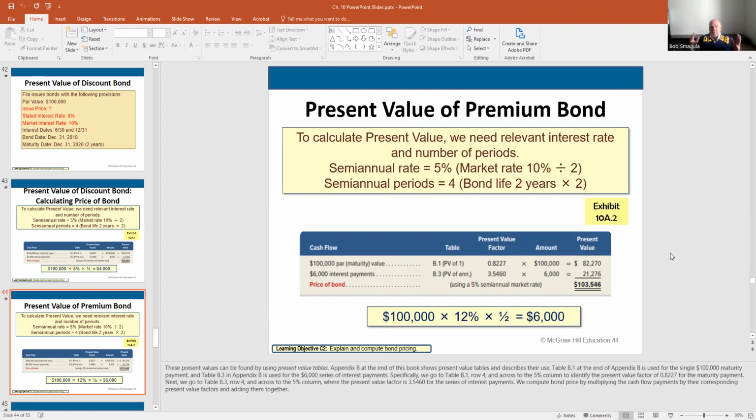Here, let's do it the other way. Here is a premium, okay? Now the market rate is 10%, but we're paying 12. So the market rate at 10, we have the same conversion factors, but this time when you multiply it out, you get 103,546. So we're going to write a journal entry to debit cash for 103,546, credit bond payable for 100, and the difference is 3,546.